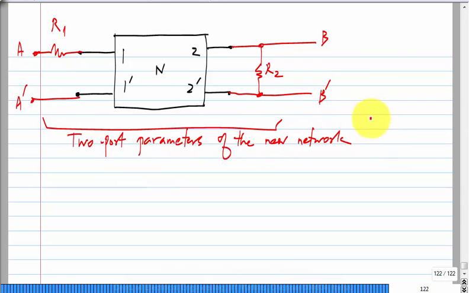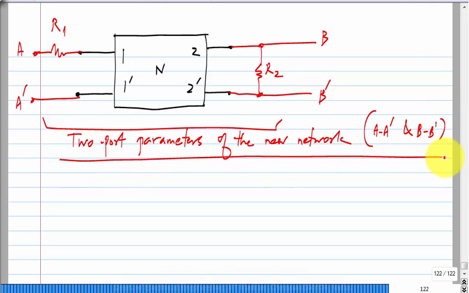That is the new network which is between A prime and B prime. This can be done with every one of the 4 sets of parameters. You can always do the calculations, but just look at it and tell me which would be easiest, which one you could kind of write by inspection. H parameters. Why?